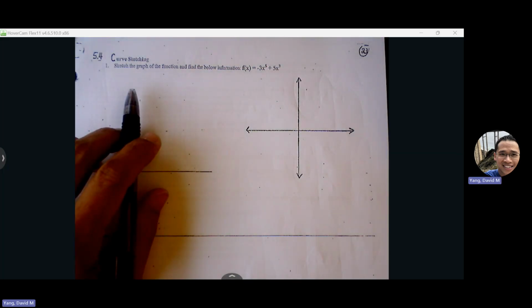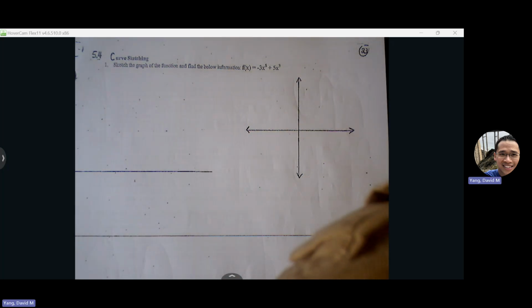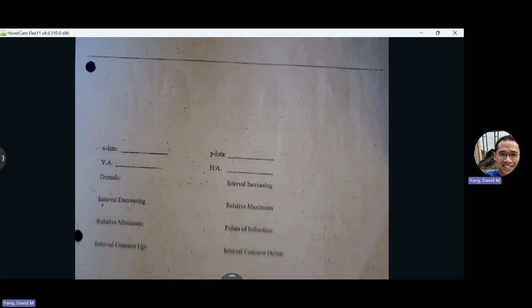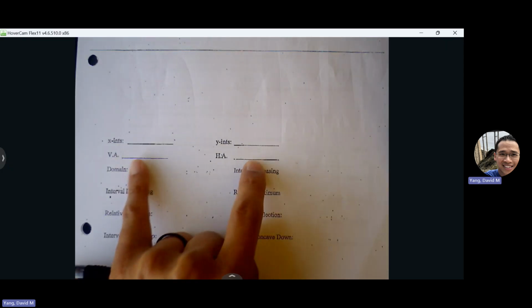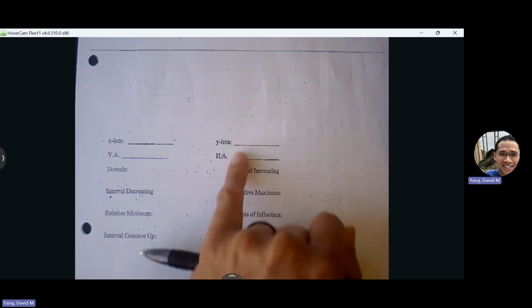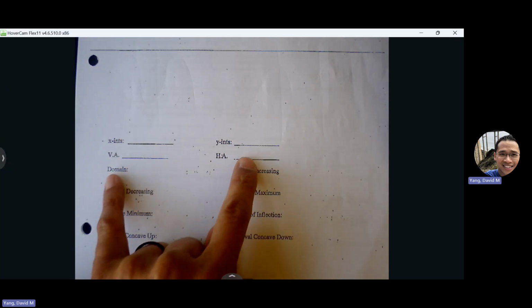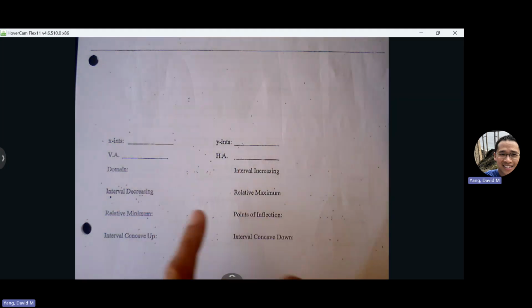It says sketch the graph of the function and find the below information. If you look at the bottom of this page, these are all the characteristics that we're going to try to fill out: x-intercepts, y-intercepts, vertical asymptote, horizontal asymptote, domain. We may not have things for all of these, but these all come from the original function. So we don't need f prime and f double prime to gather this.